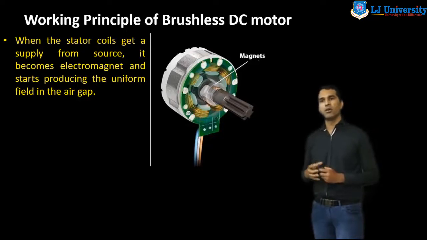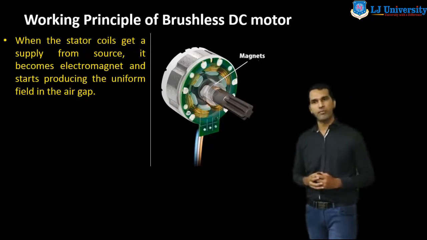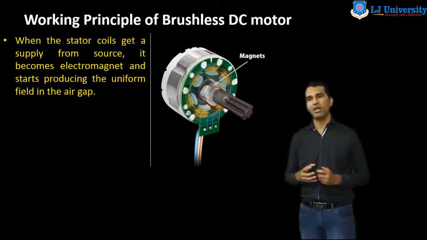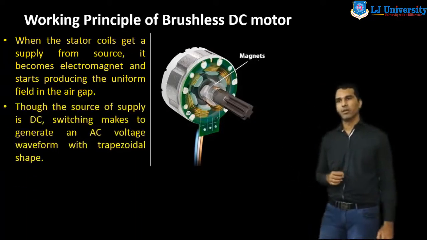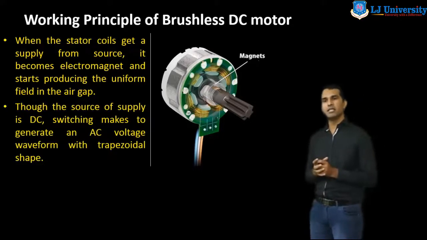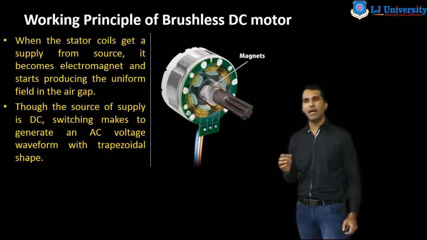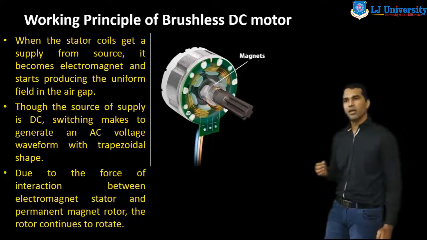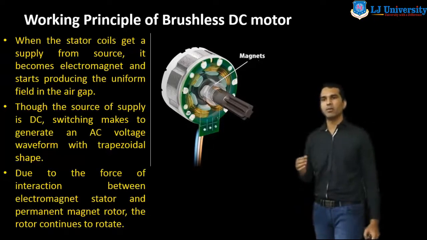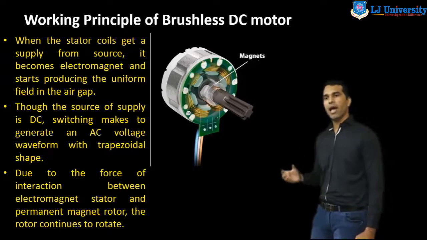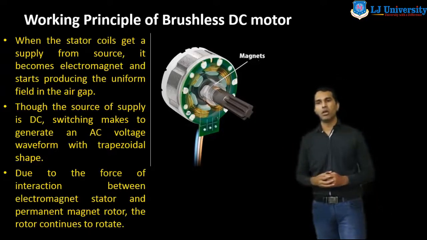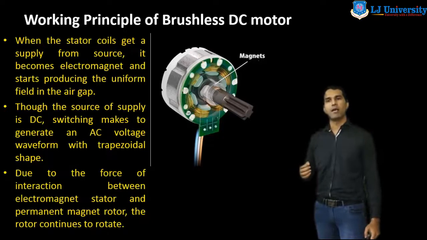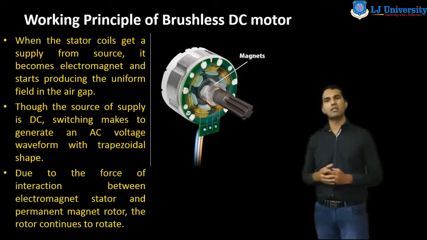In the BLDC motor, the current carrying conductor is stationary and the permanent magnet is moving. When the stator coil gets a supply from the source, it becomes an electromagnet and starts producing a uniform field in the air gap. Though the source of supply is DC, switching is made to generate an AC voltage waveform with trapezoidal shape. Due to the force of interaction between the electromagnet stator and the permanent magnet rotor, the rotor continues to rotate. So this is the working principle of how the brushless DC motor works.